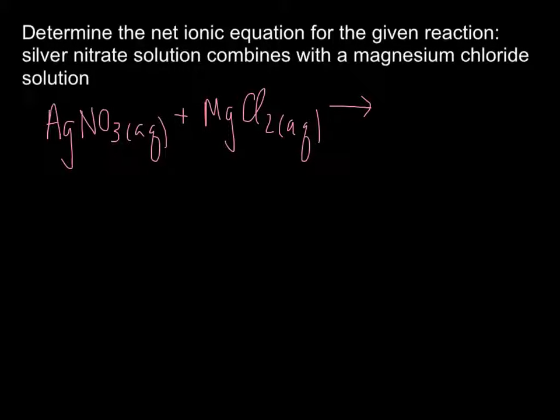So today in class we learned how to determine the net ionic equation. We're going to use the reaction of silver nitrate with magnesium chloride to figure this out. I've already started by writing my reactants. Now I need to predict the products.